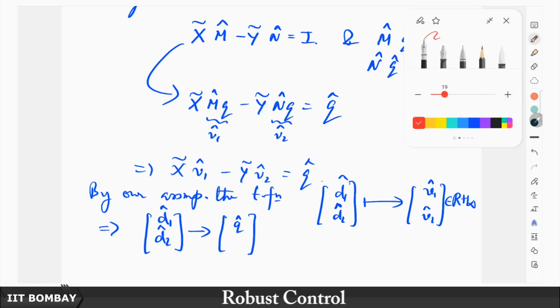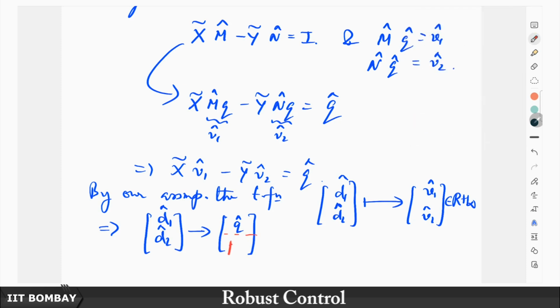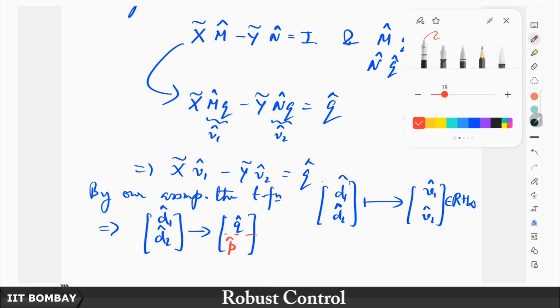I will just argue shortly why the other part, that is p hat, must also be in RH infinity, but that will require the invocation of another Bezout identity, all in good time. So, this means that the map from d1 hat, d2 hat to q hat is definitely in RH infinity, but our entire proof requires that the map from d1 hat, d2 hat to p hat, q hat must be in RH infinity. So, we also need to show that the map from d1 hat, d2 hat to p hat is also in RH infinity.